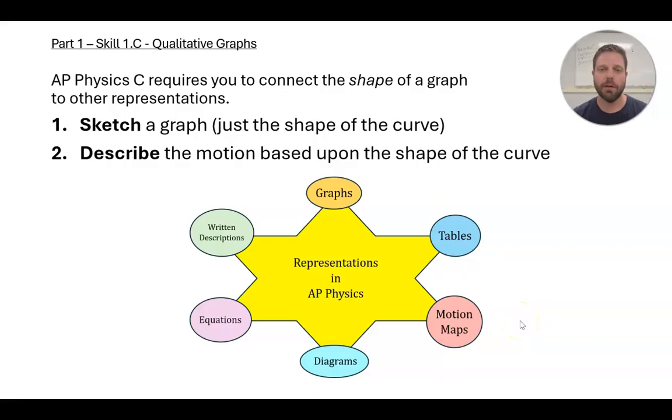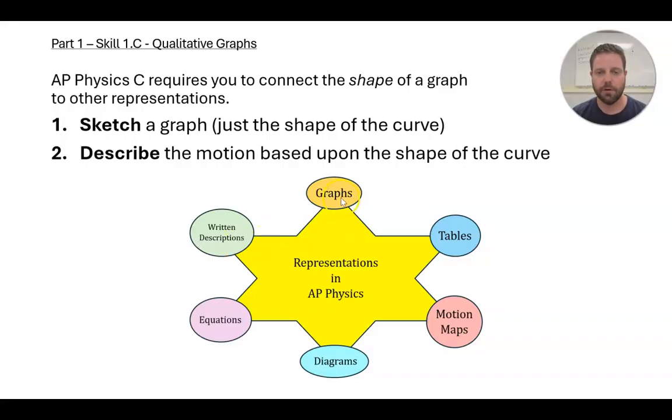In AP, what we're going to be looking for is really two different things. One where we're asked to create the graph or sketch it, and the other one where we're given the graph and then asked to analyze it. For example, then describe the motion. So we're going to look at both of these examples, but the general idea with AP C is they want you to be able to connect each of these representations to each other. If you're given one, you should be able to produce other ones.